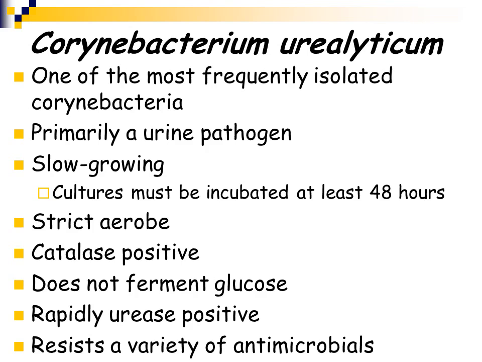The Corynebacterium urealyticum organism is one of the more frequently isolated species of Corynebacterium. It's primarily a urine pathogen. It's slower growing, so you have to incubate cultures for at least 48 hours before you'll see a colony on an agar media of Corynebacterium urealyticum. This organism is also a strict aerobe. It's catalase positive. You remember our catalase test from our gram-positive cocci organisms. It does not ferment glucose.